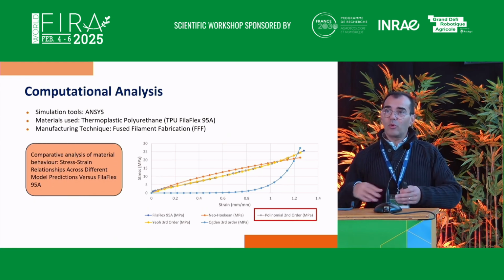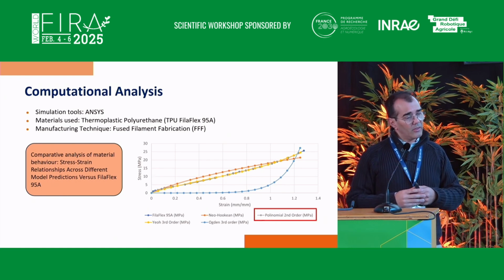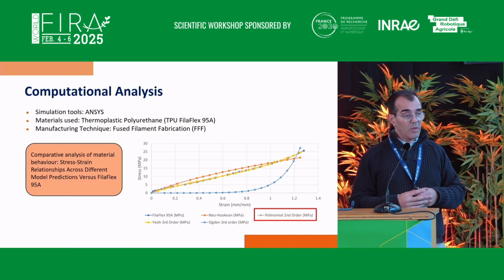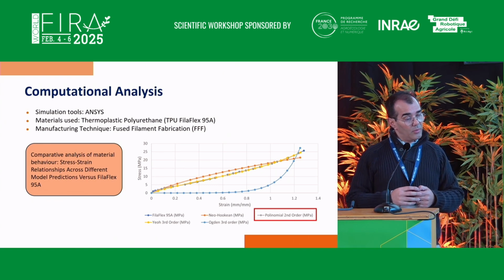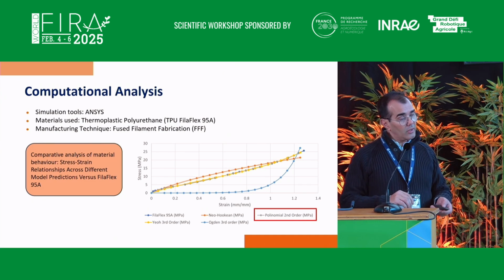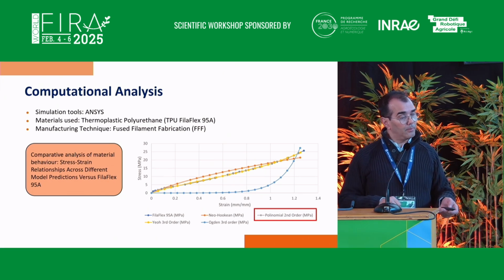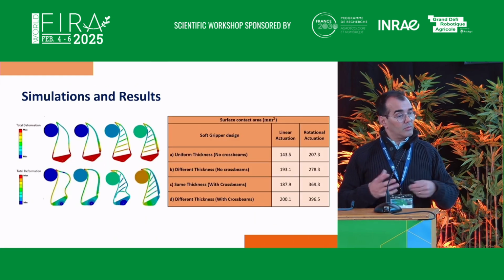and using also TPU Filaflex 95A. You will see that afterwards we tested other materials, but this is one of the best. And we use the FFF technique for 3D additive manufacturing. When we compare the analysis of the material, we get very good results approximating the material behavior in terms of stress and strain, with relationships about the different model predictions. So we made some simulations.